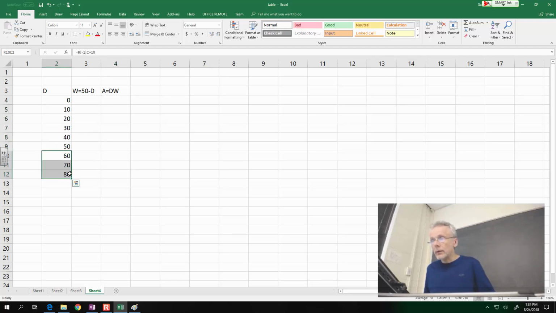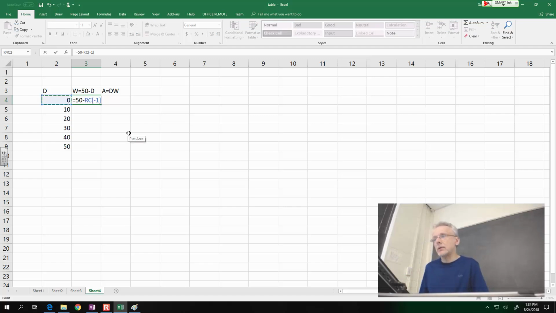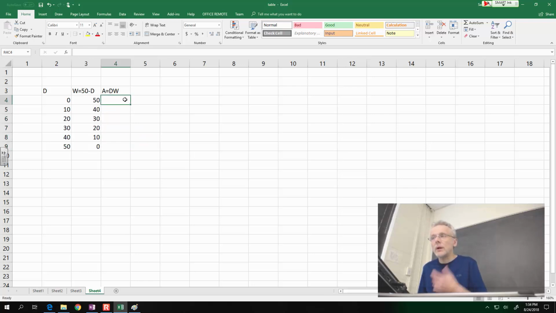Okay, so we don't need these. Now I'm computing the width. So these are the 6 available depths so far. And then now I will subtract from 50. So it is equal to 50 minus that. So these are my widths. Now I just multiply them. So this is equal to this times that. And these are my areas.